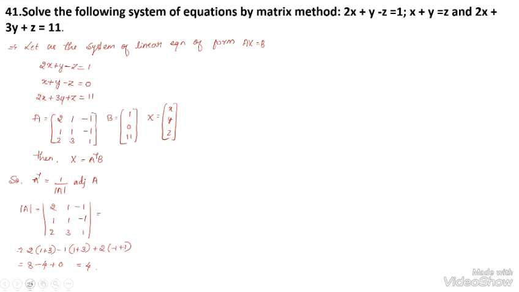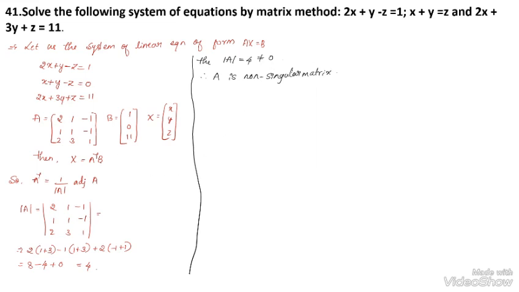I can write here the determinant of A is 4, not equal to 0. Determinant value is not equal to 0. Therefore, A is a non-singular matrix.